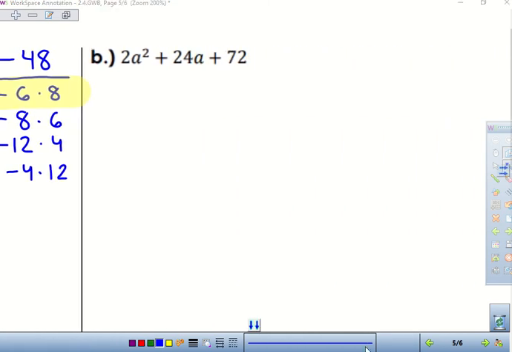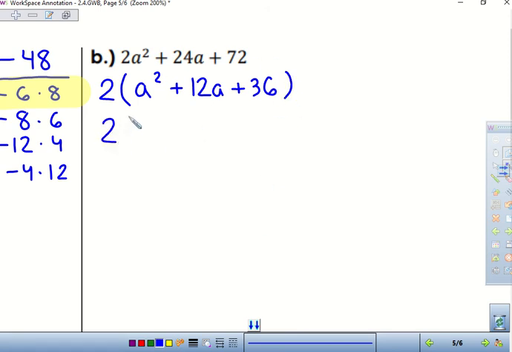Alright. So letter B, step 1 is it in standard form? Yes. Is the A term 1? So step 2 is after that, check if there's a GCF. Is there a GCF? If there is, you're going to take it out. And now you're going to factor what's in the parentheses as we just did. So you're looking for factors of 36 that add up to 12.